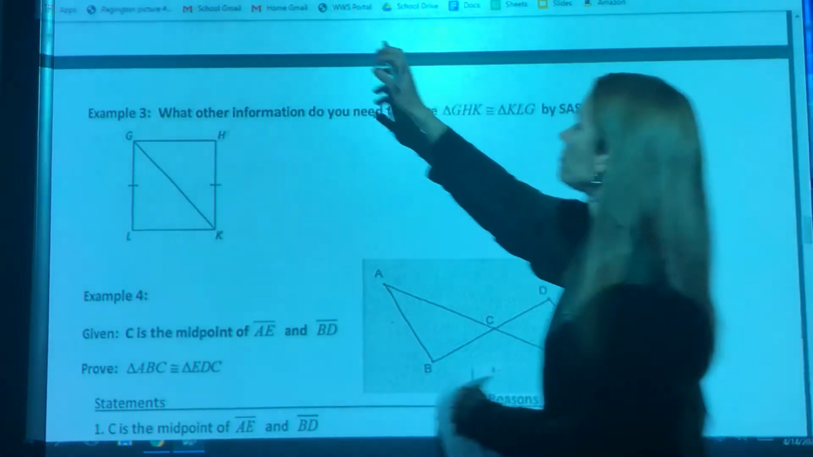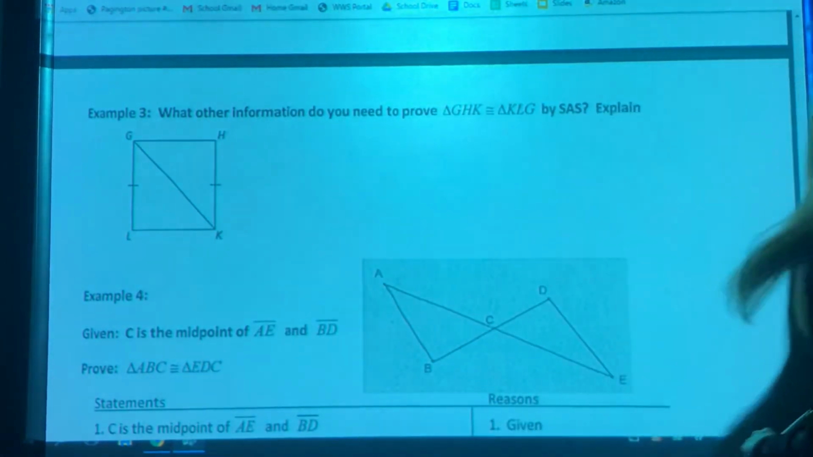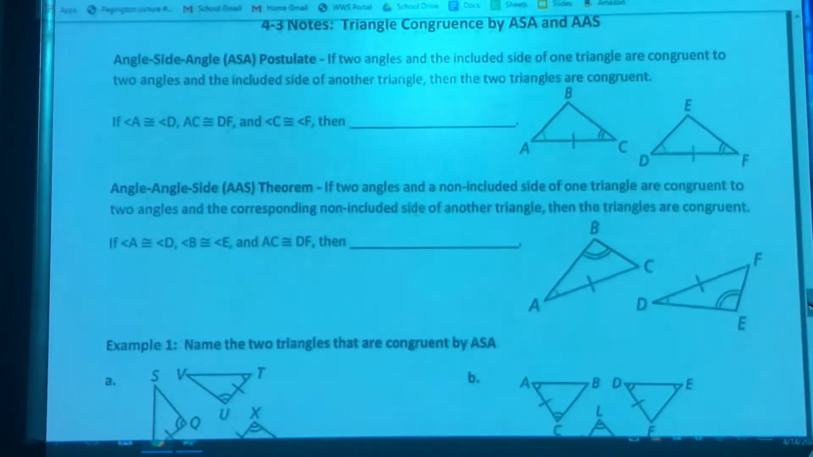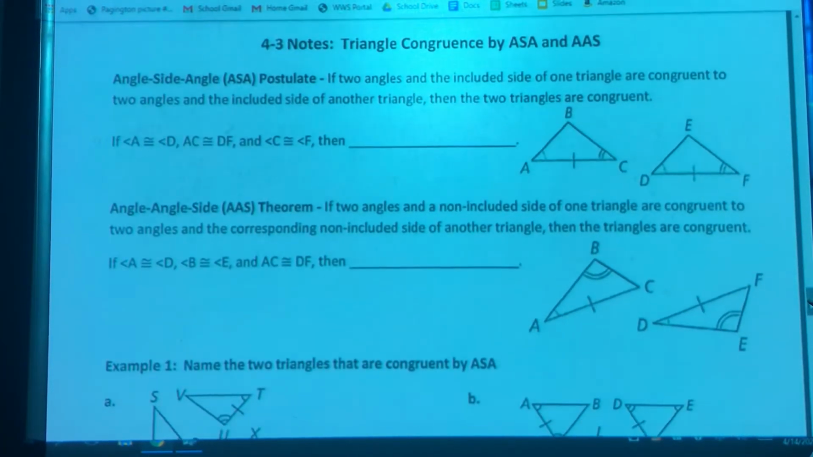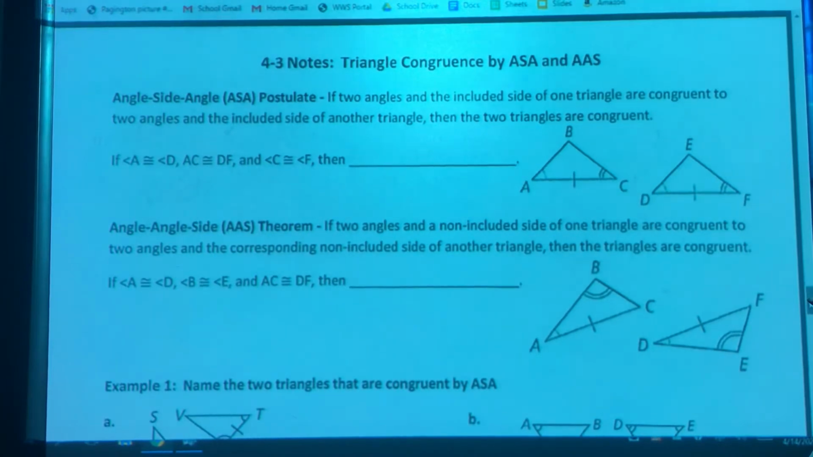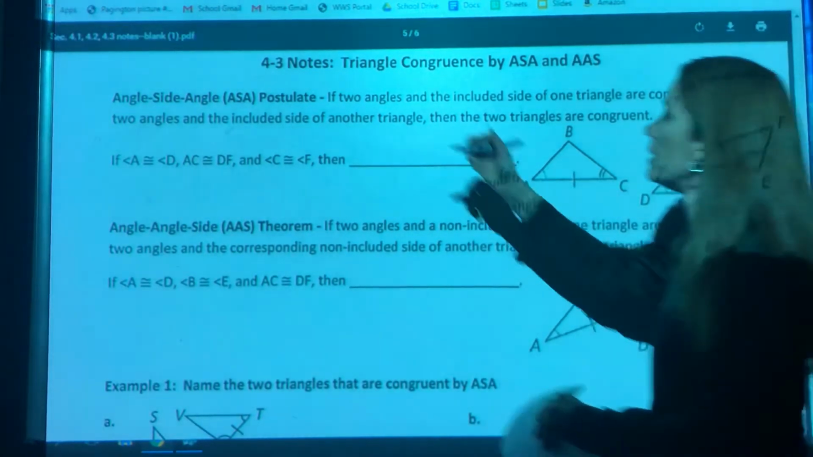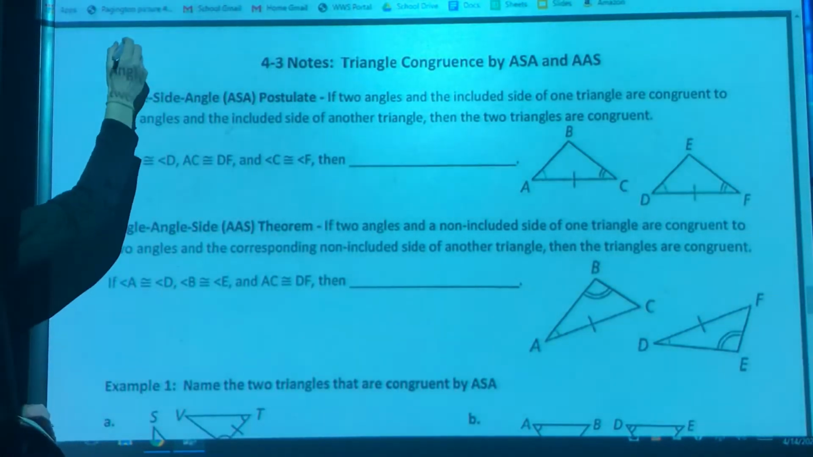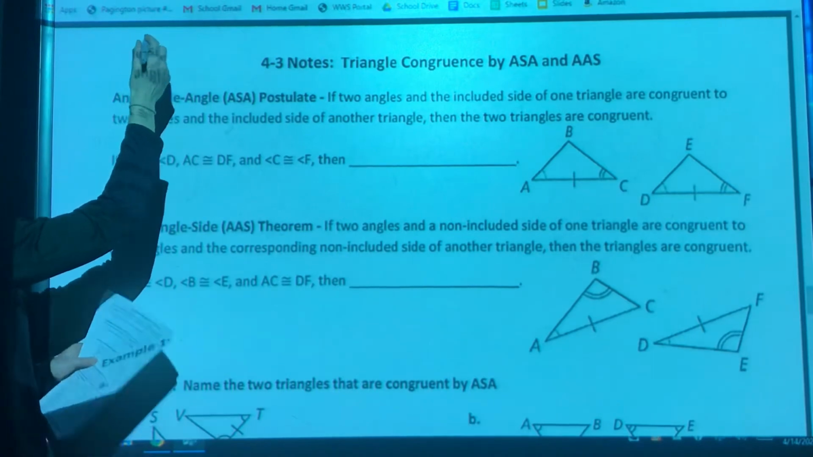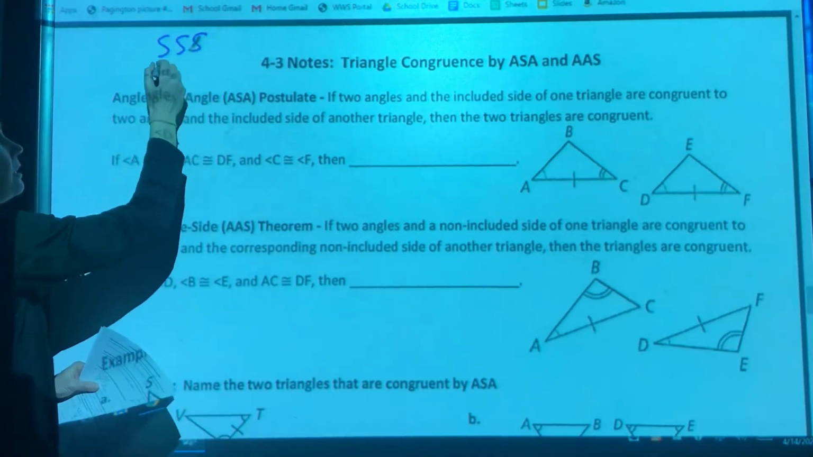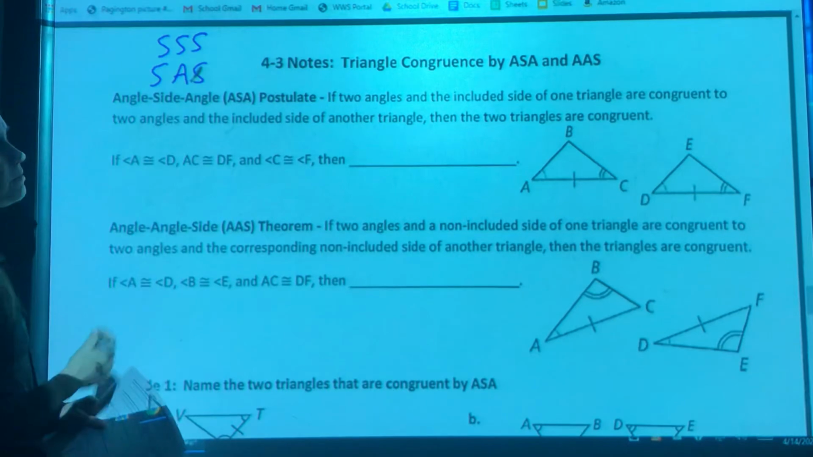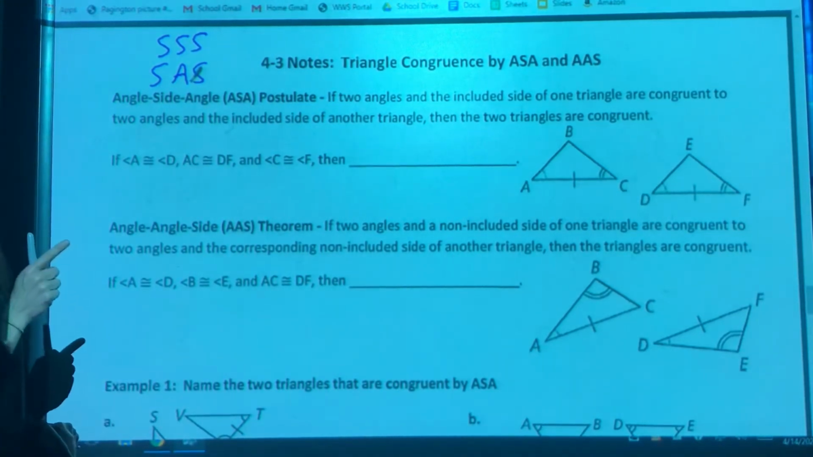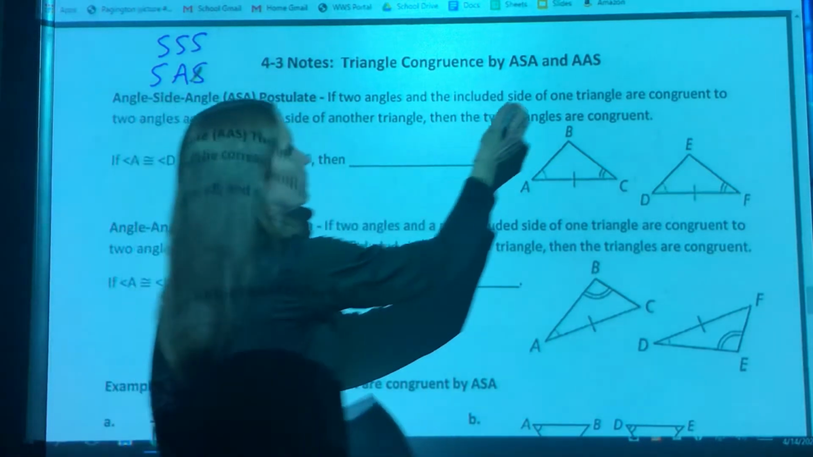So, we'll go ahead and get that moved up. So think for a minute, what are the 2 ways we were proving triangles congruent in the last section? And if you think about that, we were just using side, side, side, and side, angle, side. Okay, now there's 2 more. We've got angle, side, angle, and angle, angle, side. These are our last 2 right here.